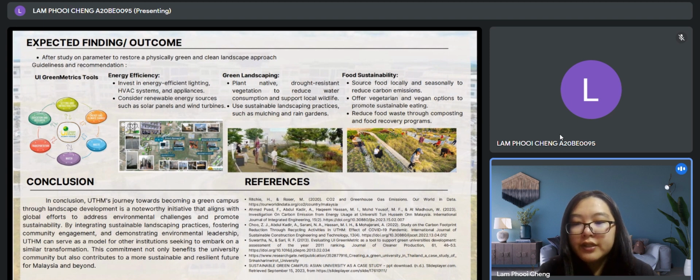So in conclusion, UTHM's journey toward becoming a green campus through landscape development is a noteworthy initiative that aligns with the global efforts to address the environmental challenge and promote sustainability.